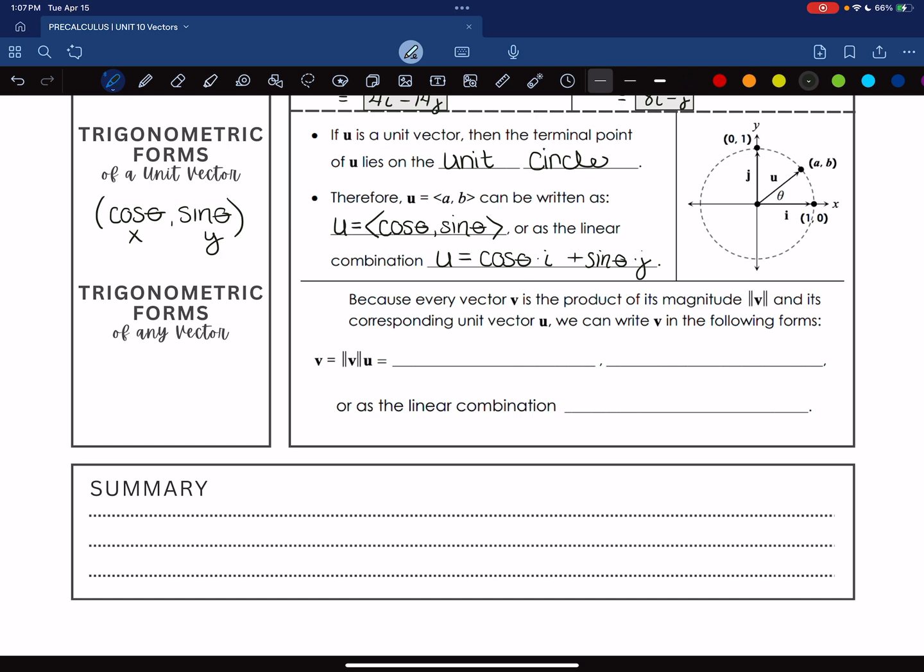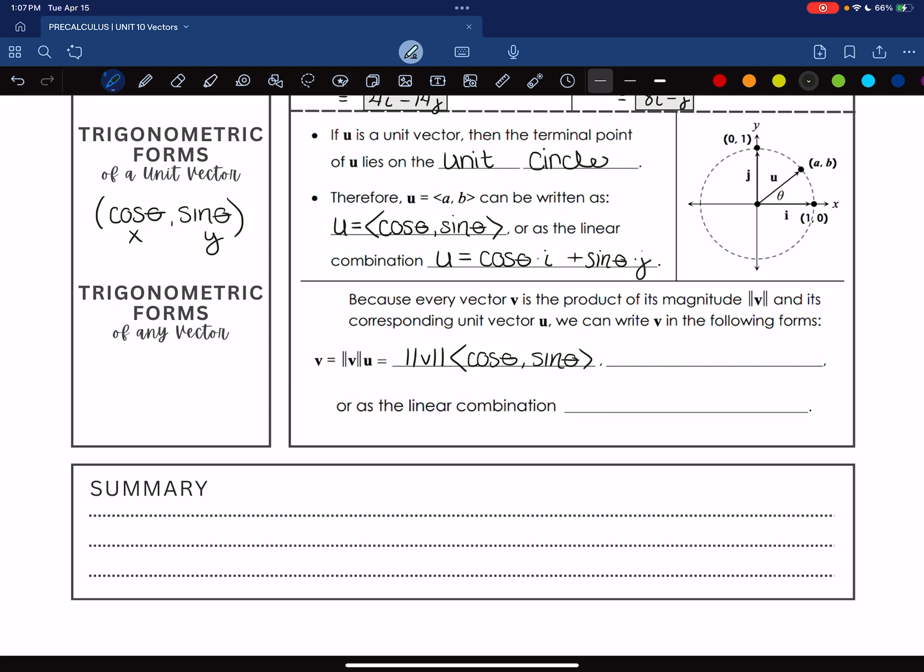Now, because every vector v is the product of its magnitude and its corresponding unit vector, we can actually write v in the following form. Remember, your vector v is actually going to be the product of its magnitude and its corresponding unit vector. So again, how would that be? We've got the magnitude of v multiplying with the unit vector. And what is our unit vector? Cosine theta, sine theta. That's the first part of it.